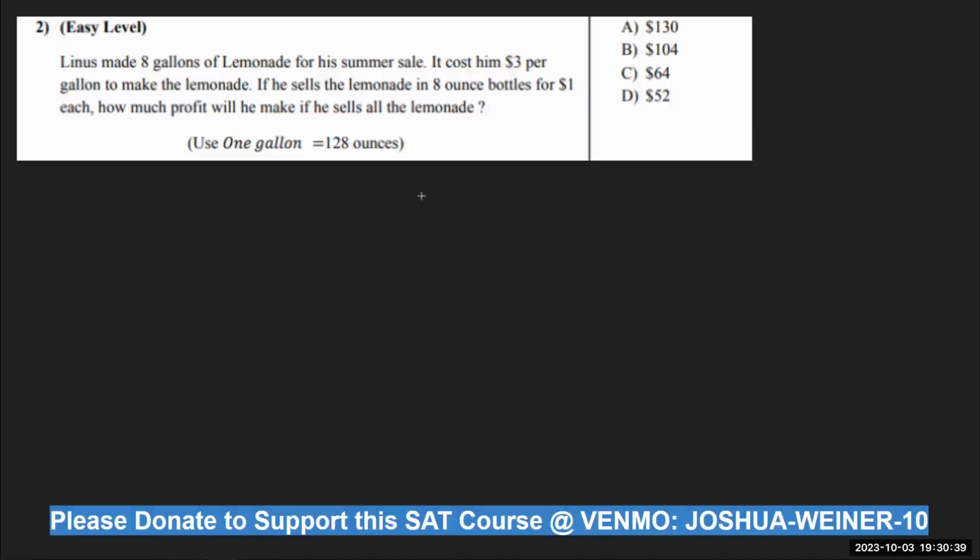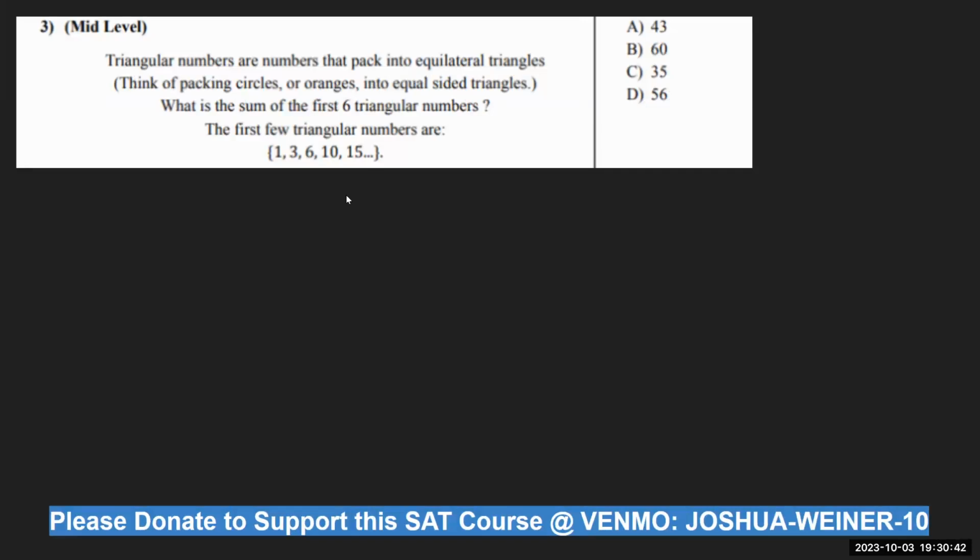Question number 3 reads, triangular numbers are numbers that pack into equilateral triangles. Think of packing circles or oranges into equal-sided triangles. What is the sum of the first 6 triangular numbers? All right, so I'll actually draw the triangles. Here's 10, and then 15. And if we were to continue to grow this pattern, you can see that the next row would have 6.